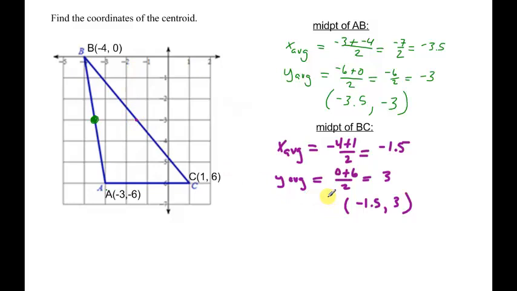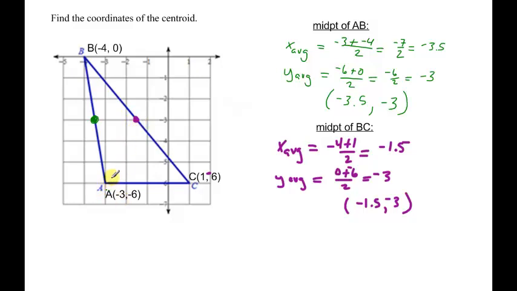Oh, did I miss a negative somewhere? Shoot, this should have been a -6. That's my mistake. So I got to go back and fix that. So my y values are 0 and -6. And yeah, that's going to make this say -3. So let's get that fixed. Good deal. Okay, so -1.5 and -3. And that puts me right here, just like I was trying to mark before. There's my midpoint for that side.